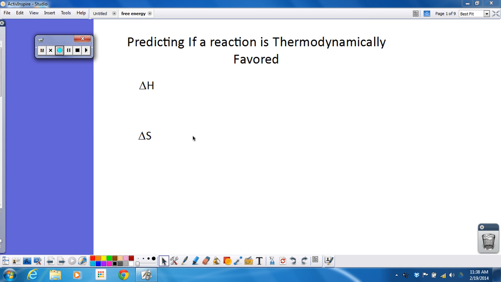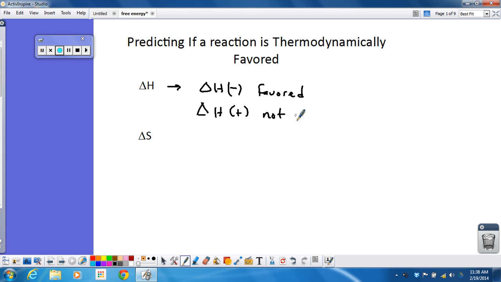So if we look at delta H and we want to make a prediction, if delta H is negative, then we say it's favored, or we predict that the reaction would be favored. And if delta H is positive, we predict that the reaction is not favored. This is only a prediction, and in general this is true, but there are certainly many cases where a positive delta H is thermodynamically favored, because that's only one factor that we need to consider when we're looking at a thermodynamically favored reaction. The other factor we need to look at is delta S.